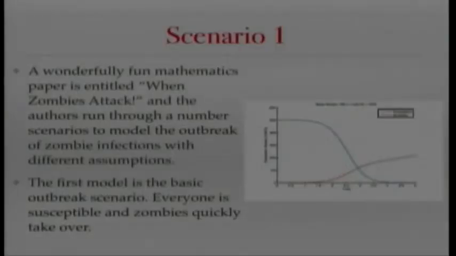All right, so there's this wonderful paper. These grad students from Canada, I imagine they got drunk one night and they wrote this paper and they got published, and every other mathematician is mad because we could have done it too. But they were just the ones that were smart enough to do it. They wrote a wonderfully entitled paper called When Zombies Attack. And the authors run through a bunch of scenarios to model the outbreak of zombie infections with different assumptions.